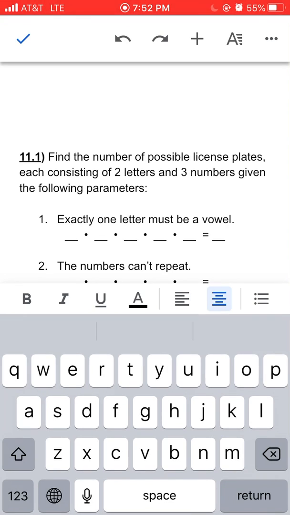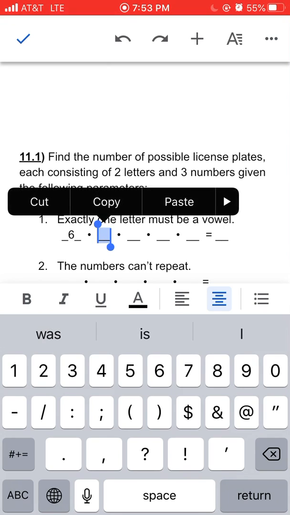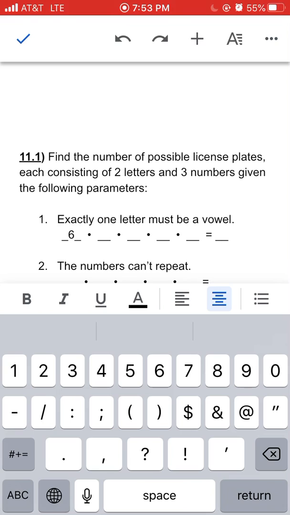For these questions, we're going to be having the letters first and the numbers second. So for number 1, it says exactly 1 letter must be a vowel. If we start with that, we have 6 vowels in the English alphabet. Once we take care of that first parameter, we can handle the second letter, which has no strict parameter on it, so we can choose any letter in the alphabet. And as for the numbers, they don't have any parameters.